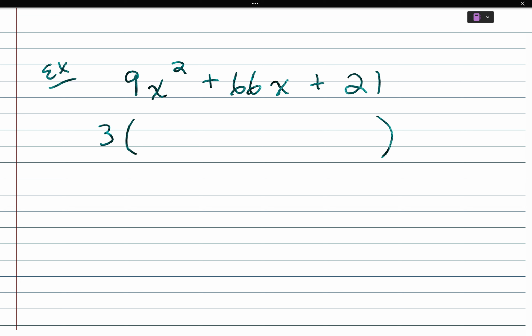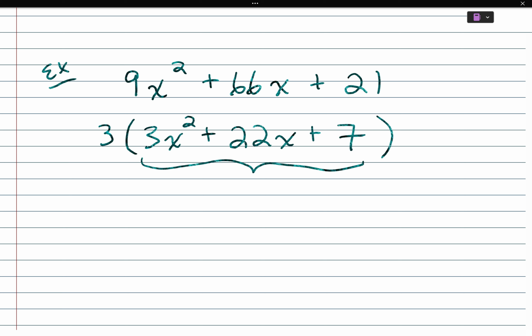So 3 goes into 9x squared 3x squared times. 3 goes into 66x 22x times. And 3 goes into 21 7 times. And now we're going to factor what's in the parentheses using our AC/grouping method. So our A is still the leading coefficient, which is not a 1, and our C is 7. So we have 3 times 7, positive 3 times positive 7, make 21. All right, so different factors of 21 will be, of course, 1 and 21, 3 and 7.